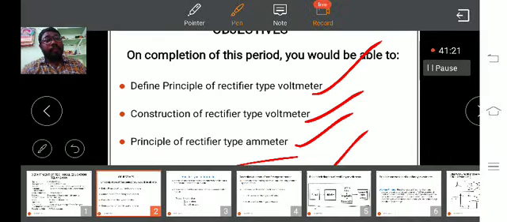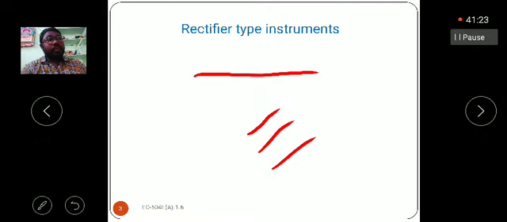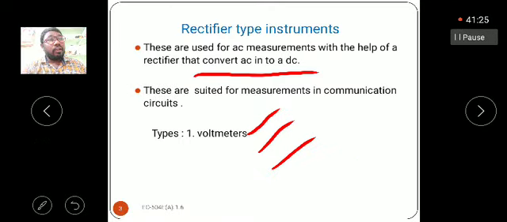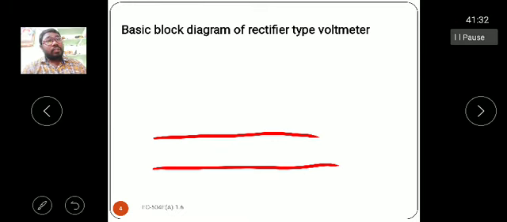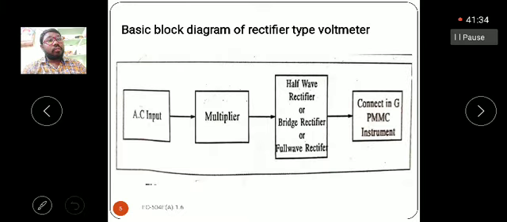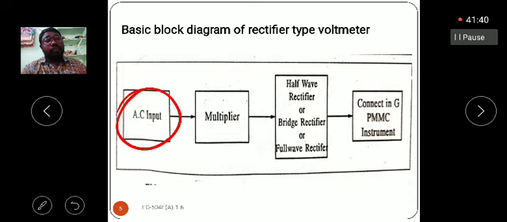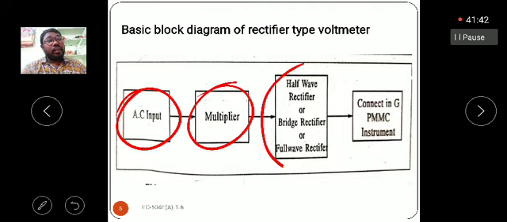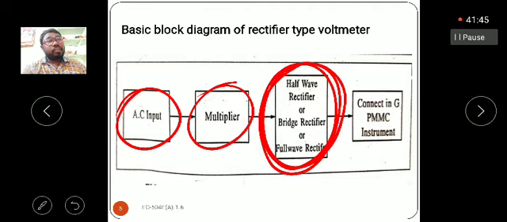The second topic is the measurement of communication circuits. We have voltmeters, ammeters and multimeters. You have to observe the basic block diagram once. This is the basic block diagram of the rectifier type voltmeter. Here we have the AC input, multiplier, rectifier (half wave rectifier, full wave rectifier, bridge rectifier), and PMMC instrument.